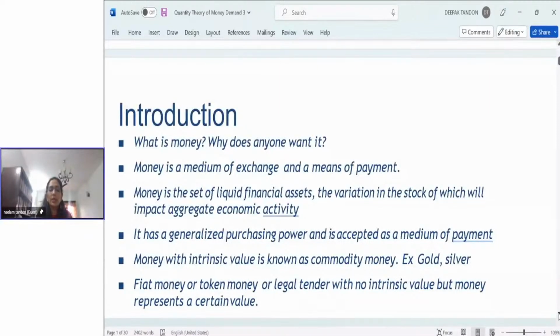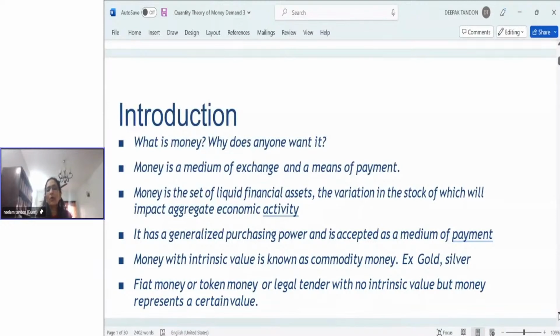So 1,000 rupees today, you take 1,000 rupees, you give back. That is deferred payment. So what are the different functions of money? Money is a medium of exchange. Exchange, you can buy any good or service. Money is a unit of account. Unit of account means it has a price component.